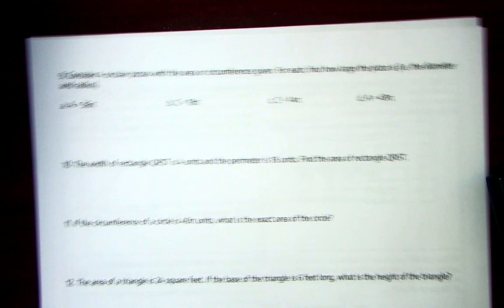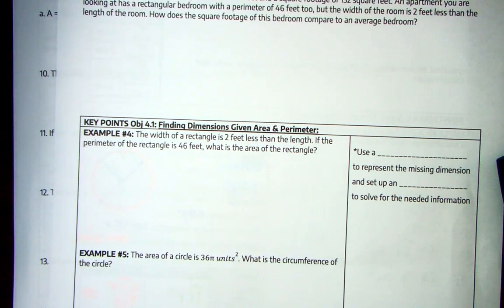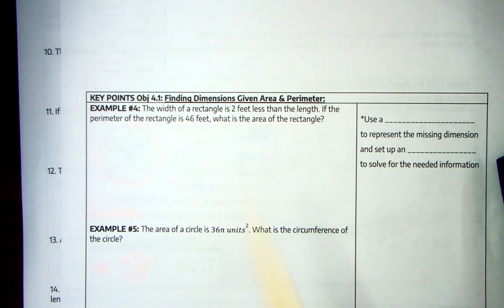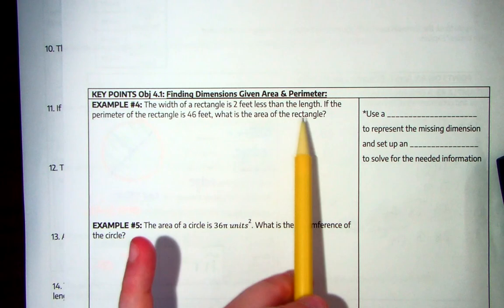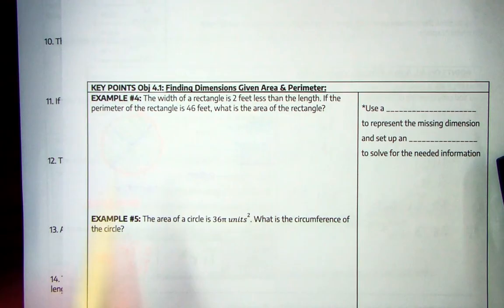Okay? All right, and we're going to jump to the last key points box, where we're going to start dealing with how we find dimensions given area and perimeter. So we just learned how to find area and perimeter given dimensions about our shapes. Now we're going to work backwards and find dimensions if we're given area or perimeter.